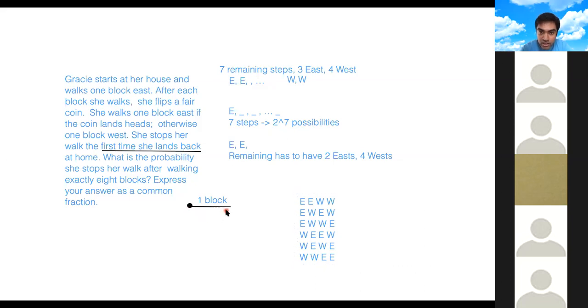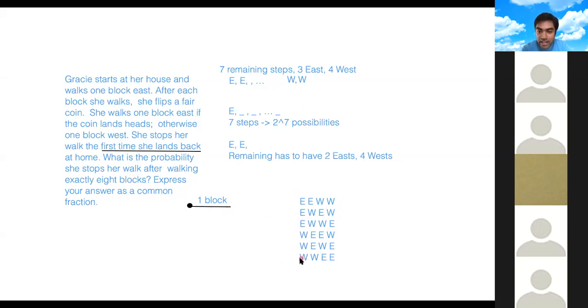So she starts off with 2 east, so 1 block, 2 blocks east. Then if we go by the first one, she goes east, east, west, west. West, west is the last 2 from here, so that works. So we can follow that for each of them.